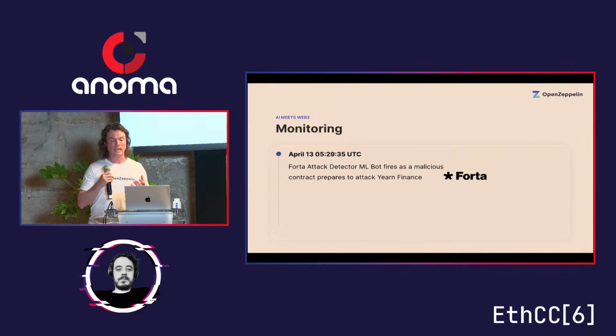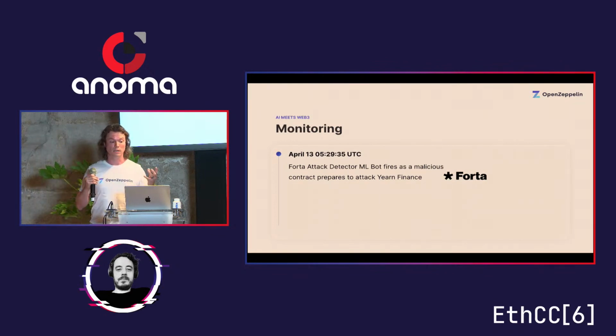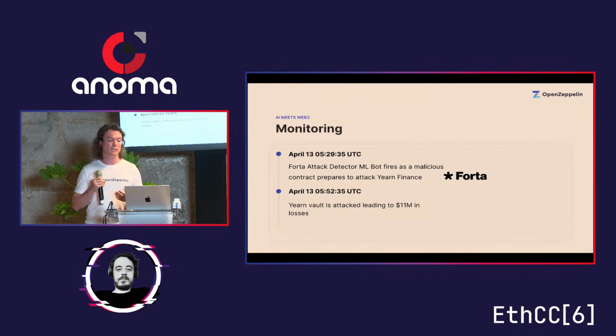So Forta is a decentralized monitoring protocol. One of the sets of bots they've built is around machine learning, and there've been a number of instances like this, but I just had one case study, of the Yearn attack on April 13th, where a Forta ML bot fired this alert at 5:29 UTC. Just over 20 minutes later, Yearn vault's attacked. Leads to $11 million in losses.